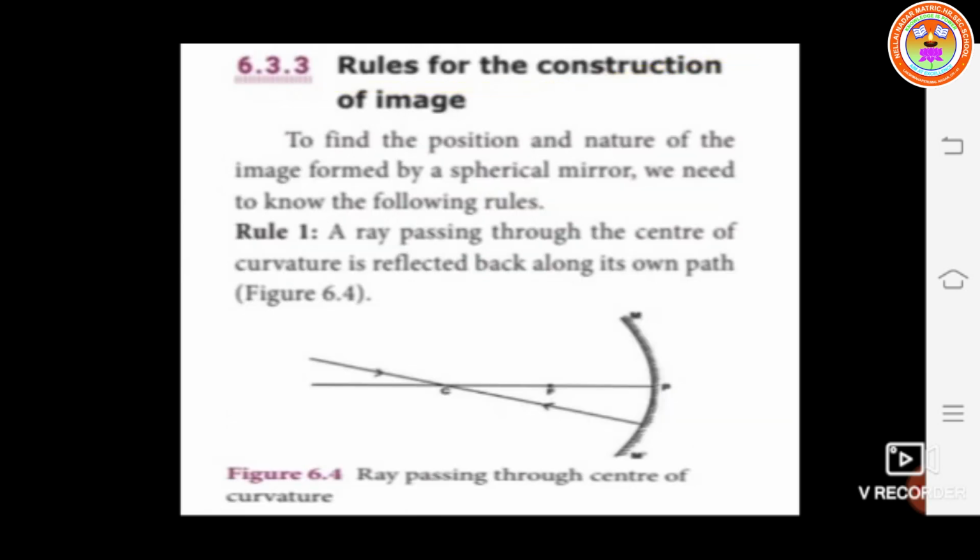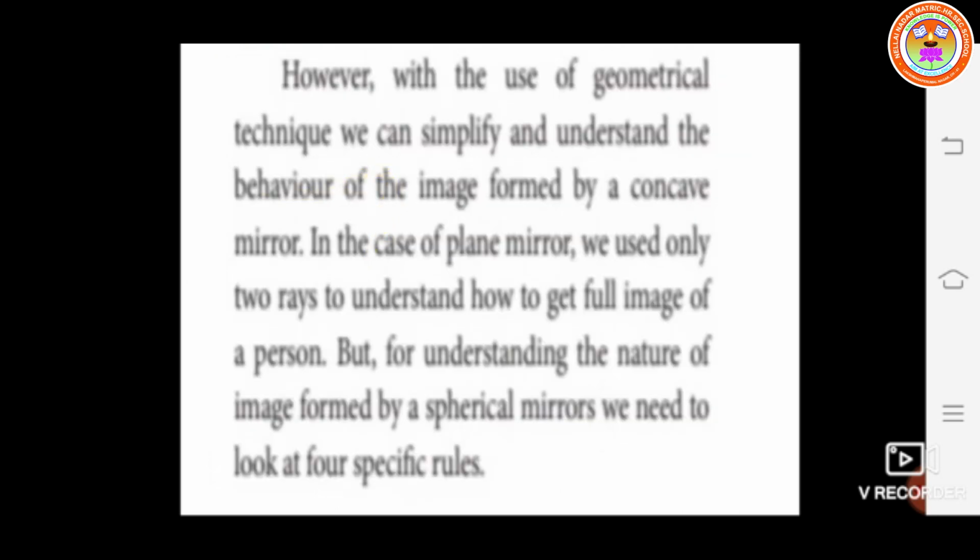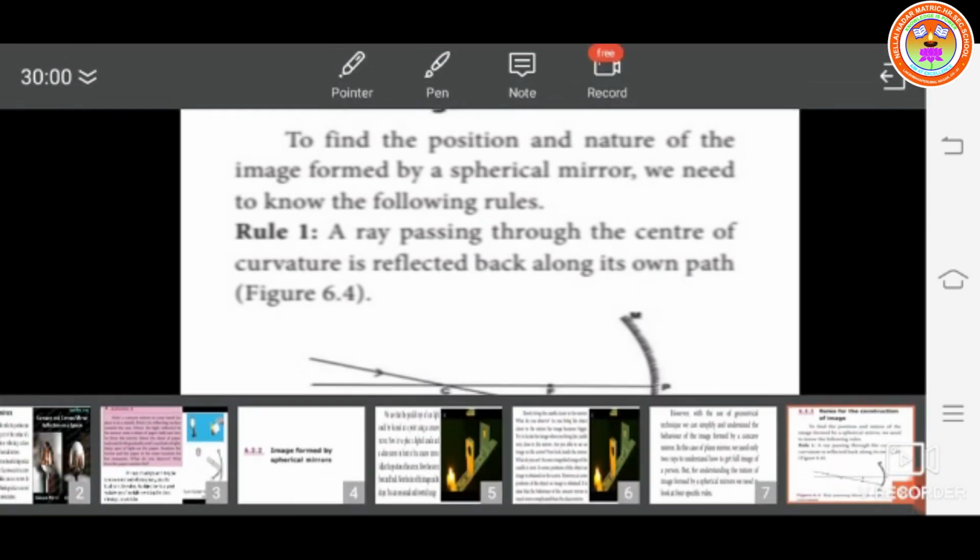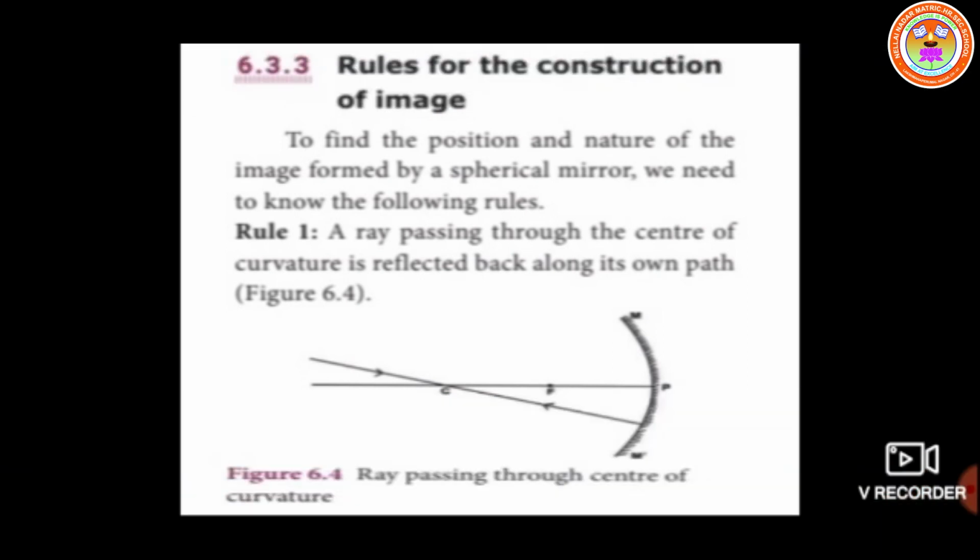To understand the rules, now we are going to discuss the rules for construction of images. To find the position and the nature of the image formed by a spherical mirror, we need to know the following rules. Rule 1. A ray passing through the center of curvature is reflected back along its own path.